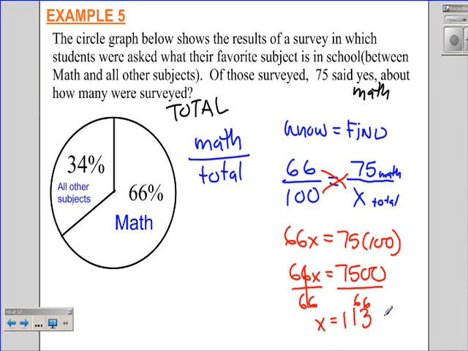So I know it's 113.6 something. Of those surveyed, about how many were surveyed? I would say about 113 people were surveyed. Can't really have a 0.63 of a person, so that tells me that we're rounding. So 113 people were surveyed. So there we have it.